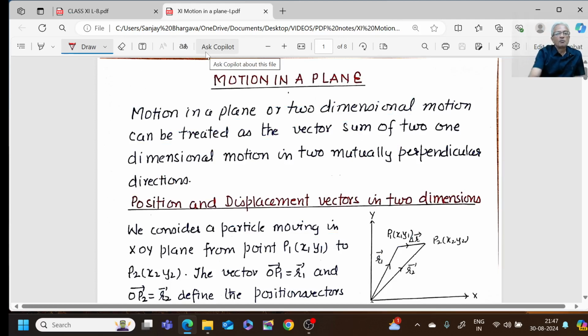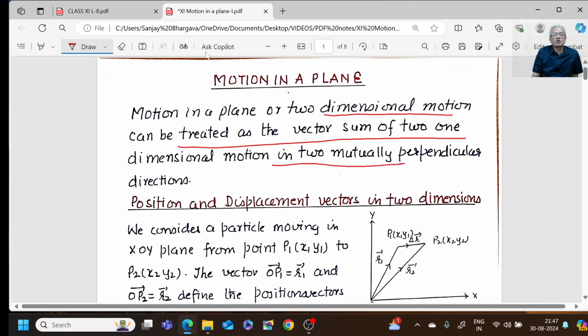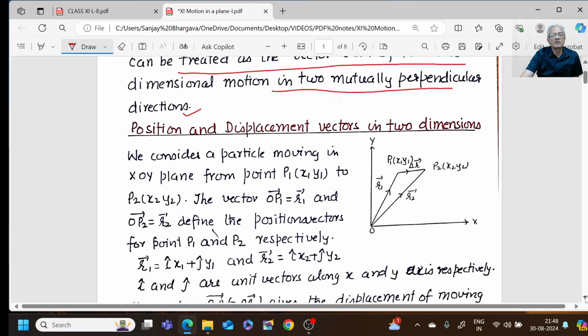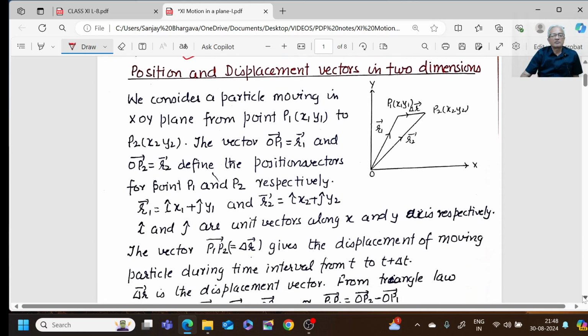Here motion in a plane, or two-dimensional motion, is treated as the vector sum of two one-dimensional motions in two mutually perpendicular directions. So what does this statement say? That two-dimensional motion is always a vector sum of two one-dimensional motions in two mutually perpendicular directions. So let us discuss position and displacement vectors in two dimensions.